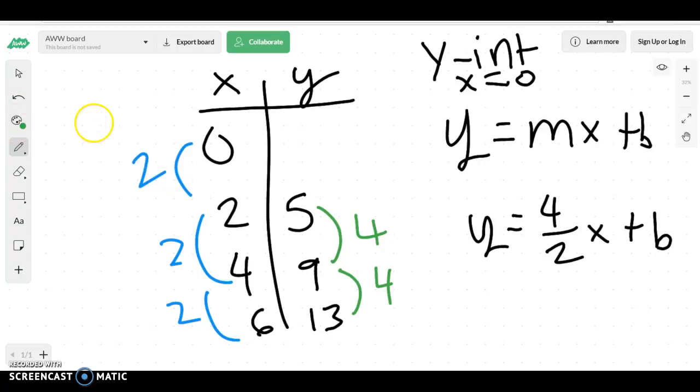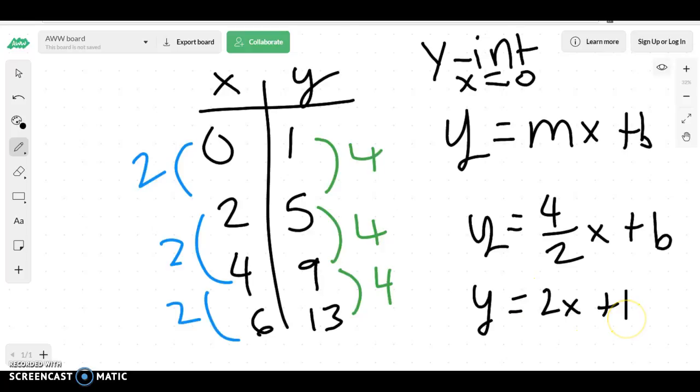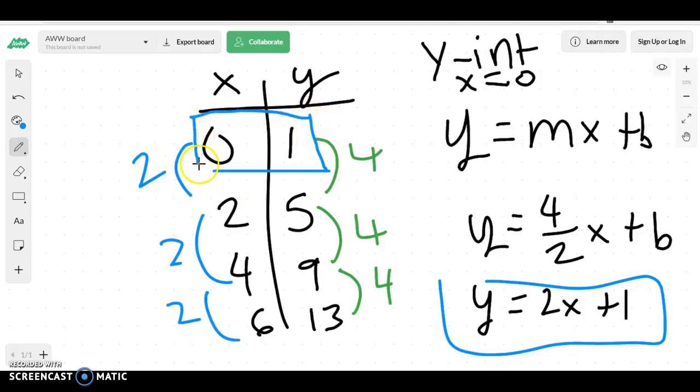Then I would ask myself, what would fit for that pattern? And the answer would be 1, because if you go back 4, it should be 1. So our equation would be y equals 2x plus 1, because 4 divided by 2 is 2, and we just found from here that our y-intercept is 1.